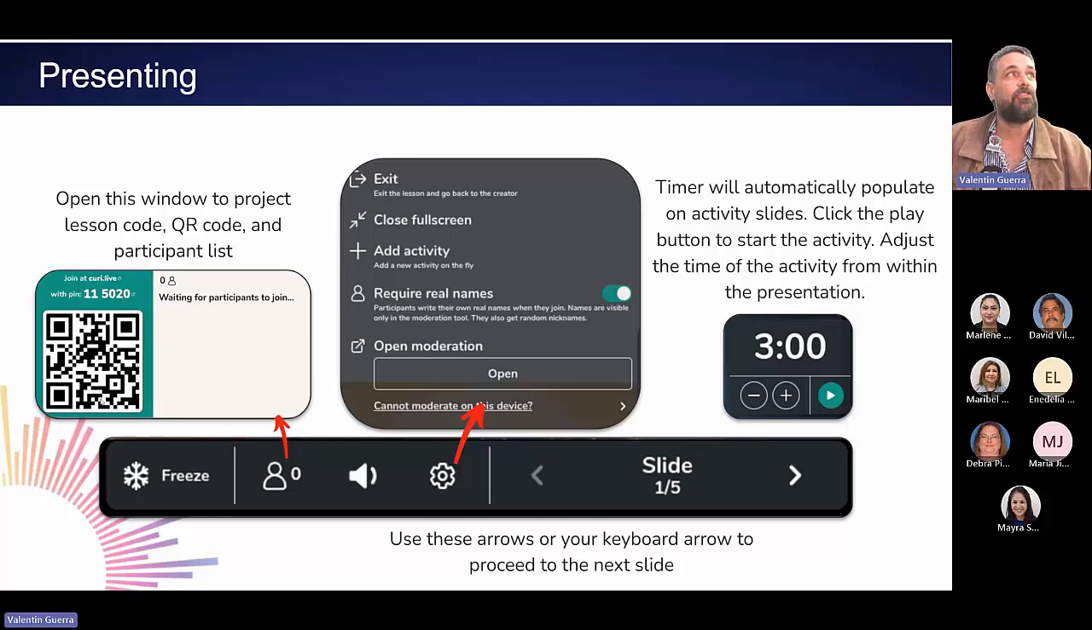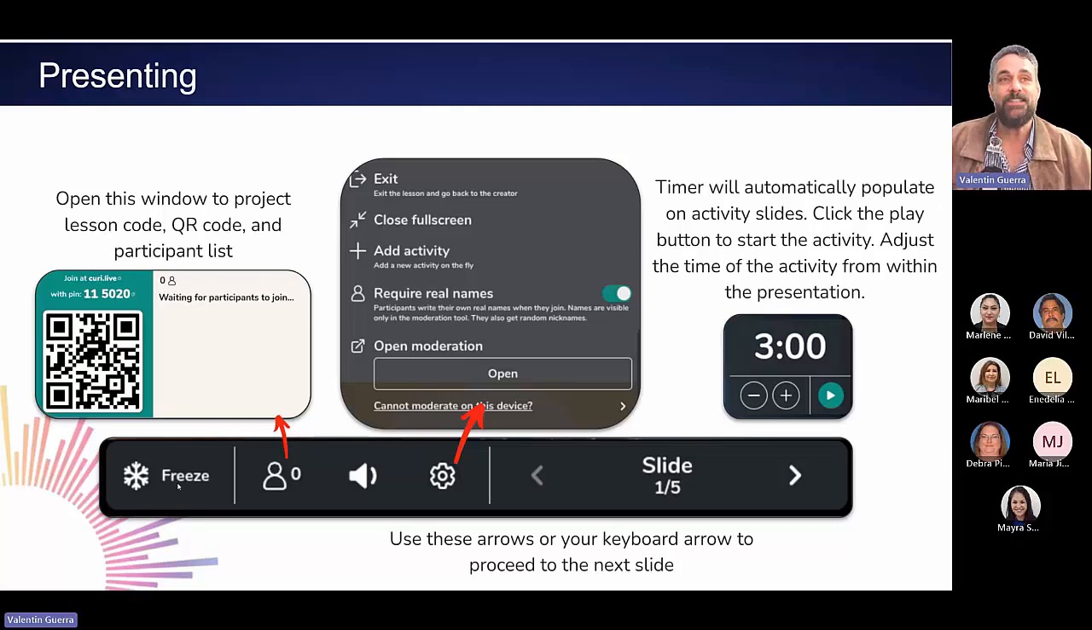They can either scan the QR code, or you can put the lesson and they will go to Curie.live and put the pin in the lesson. So you can copy this and paste it in Google Classroom so your students can join easier.